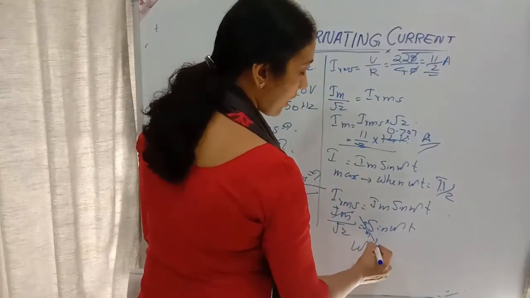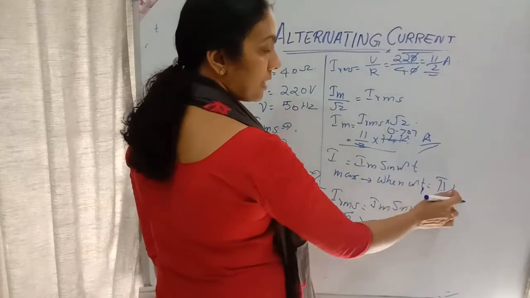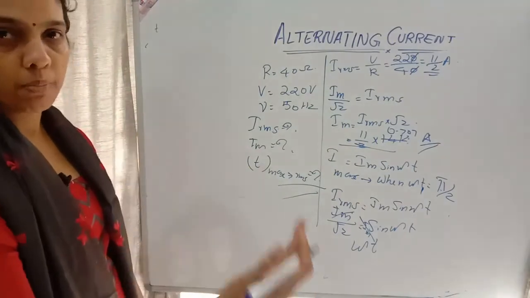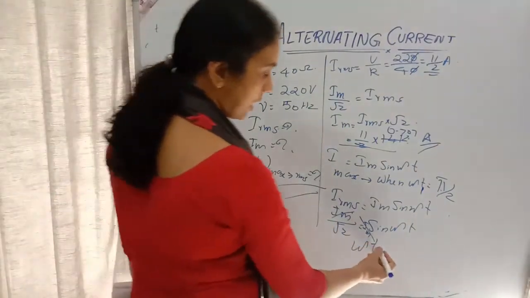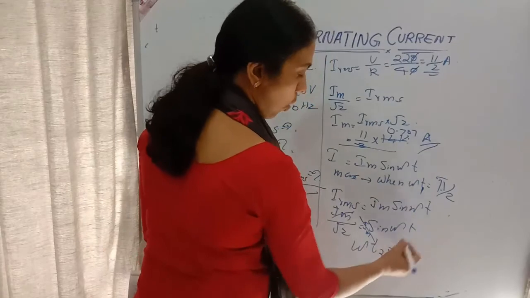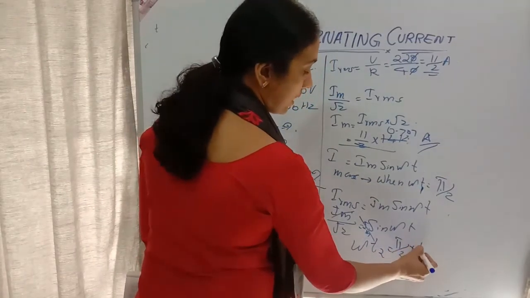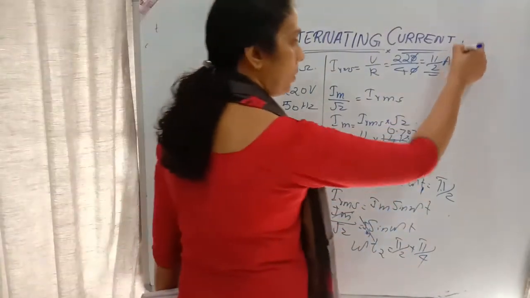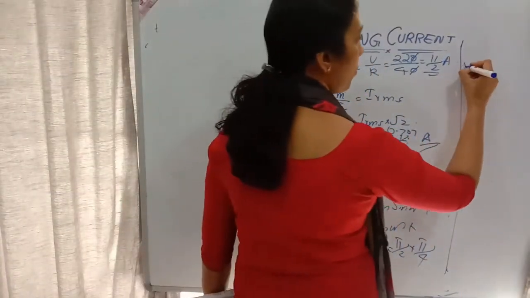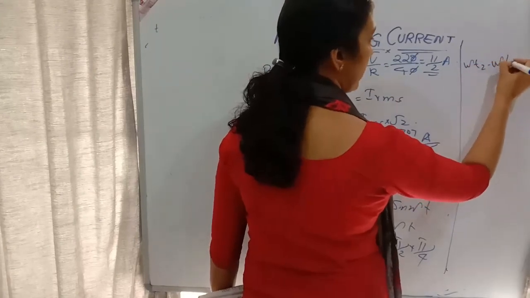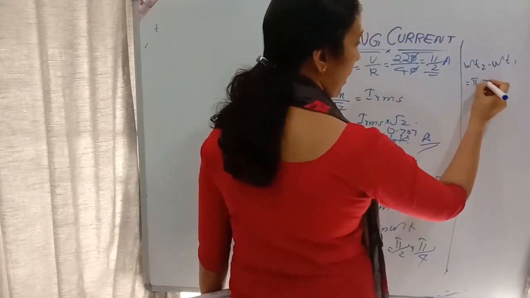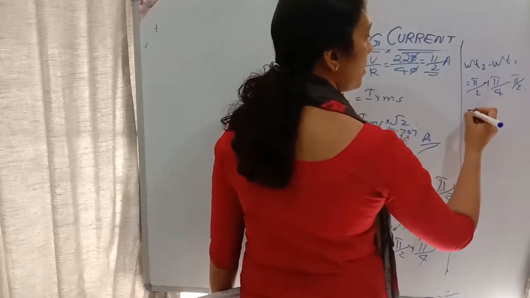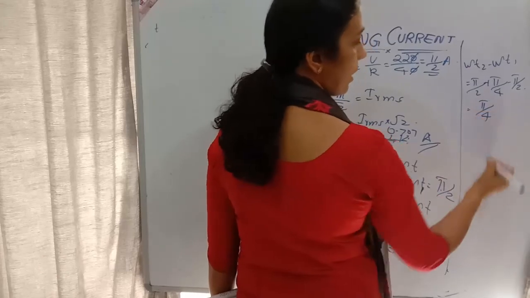So what will be the omega t? This is for the first case. Omega t1 equals pi by 2, the maximum value. Next, the RMS value, when we get it, omega t2 will be equal to pi by 2, along with that we should add pi by 4. Now we need to find the difference in time. Omega t2 minus omega t1 will be equal to pi by 2 plus pi by 4 minus pi by 2. So it will be equal to pi by 4.